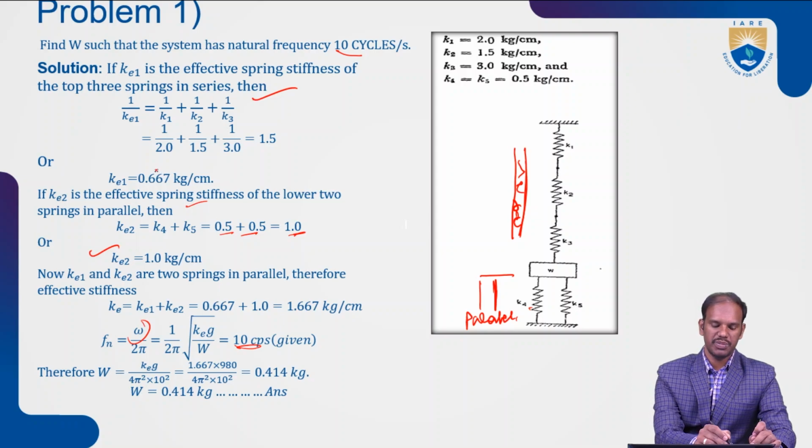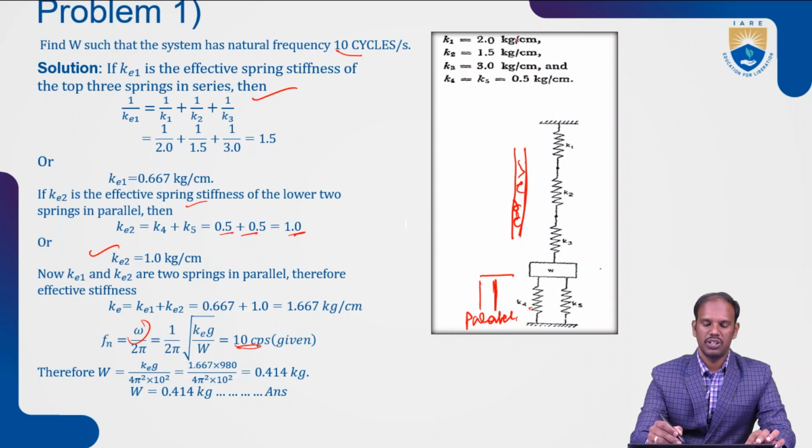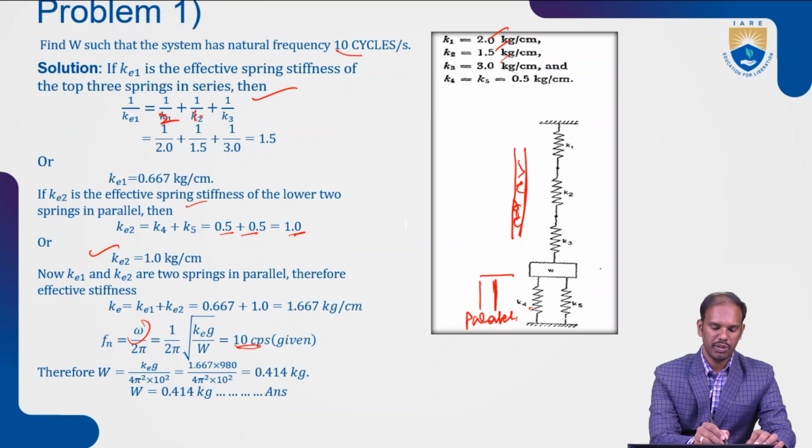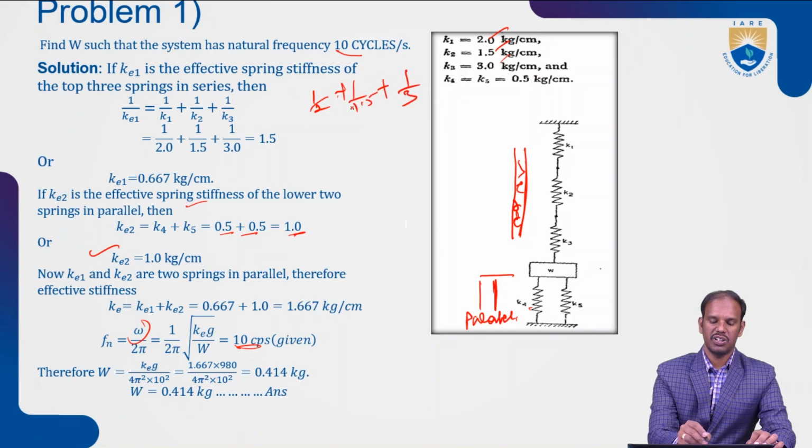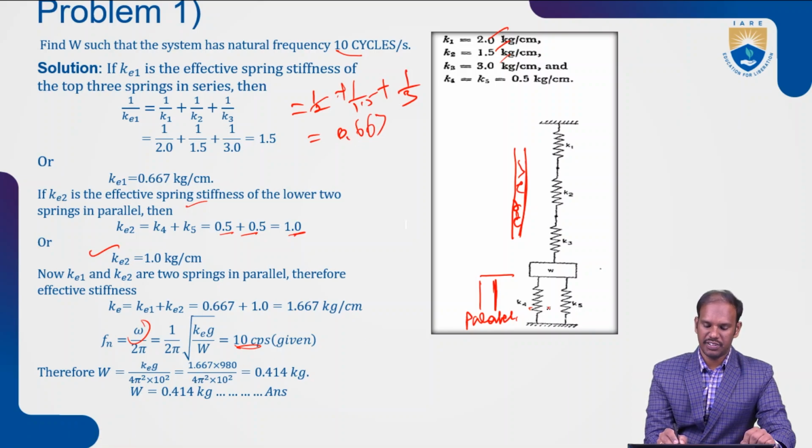So here we have taken 1, 1, 1, and also 2, 1.5 and 3. If we suspend this, 2, 1.5 and 3, you can check 1 by 2 plus 1 by 1.5 plus 1 by 3. The summation of all these gives 0.667. All these things we have taken, and here it is 4 and 5.